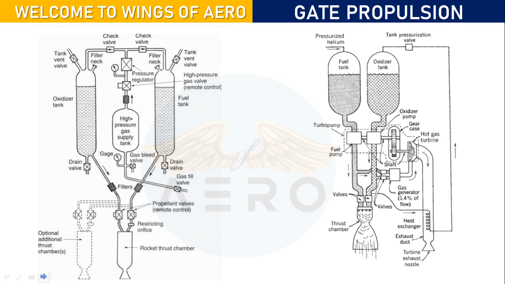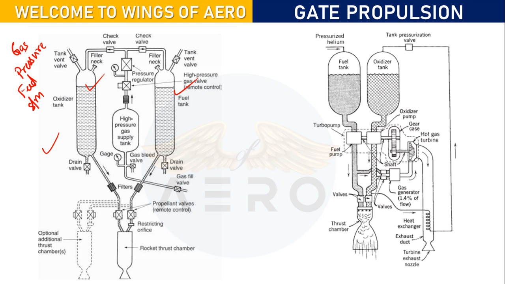So next comes how the feed mechanisms are done. We have two basic types. One is a gas pressure feed system that you can see over here, and this one is a turbo pump feed system. Basically, this is the gas pressure feed system. They will have a separate oxidizer and fuel tank.